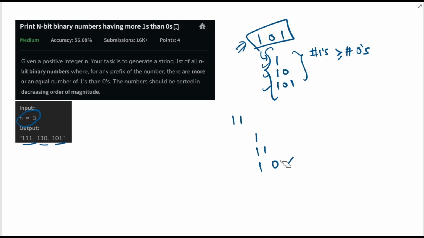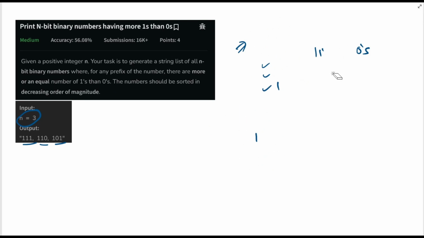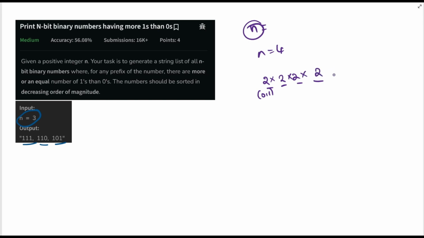Now, the easiest way to do this is using brute force. They have given n as an input. What we can do is generate all the combinations. So let's say n is equal to 4, then 1, 2, 3, 4. Here there could be two digits, either 0 or 1. Here also two choices, here also two choices, here also two choices. So we have 2 raised to 4. So for n, we would have 2 raised to n such numbers, right?